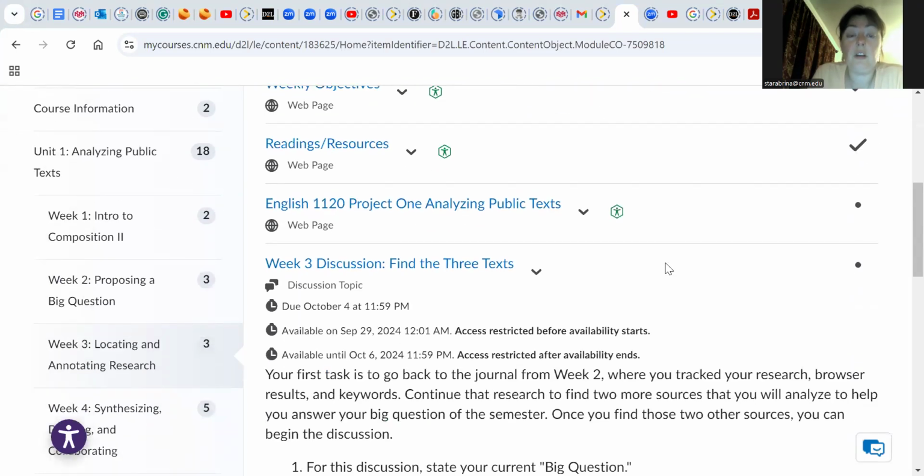Like last week, I posted our Project 1 prompt again, and I'm asking you to go back to the prompt and reread it to make sure that you are still on the right track. Why is this so important? Because this week you should already start drafting your Project 1 draft.